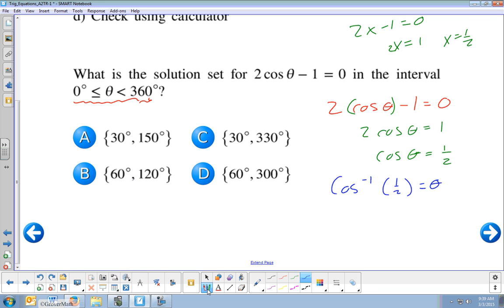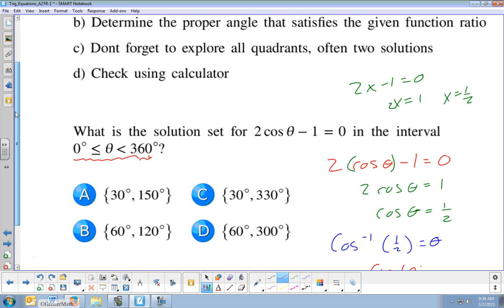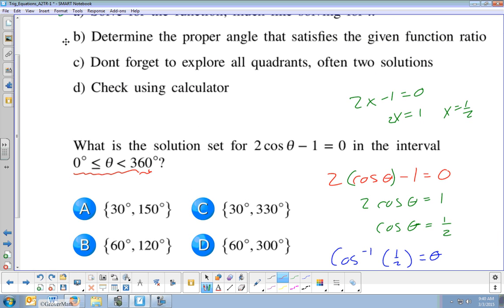But here is the warning. Be very careful with what your calculator tells you, because calculator answers can be deceiving. What's meant by that is the calculator might not know what quadrants you want to explore. But for now, let's just go with what the calculator says. The calculator says theta equals 60 degrees. So determine the proper angle that satisfies a given function ratio. That's how we got our 60 degrees. Cosine is 1/2 at 60 degrees.